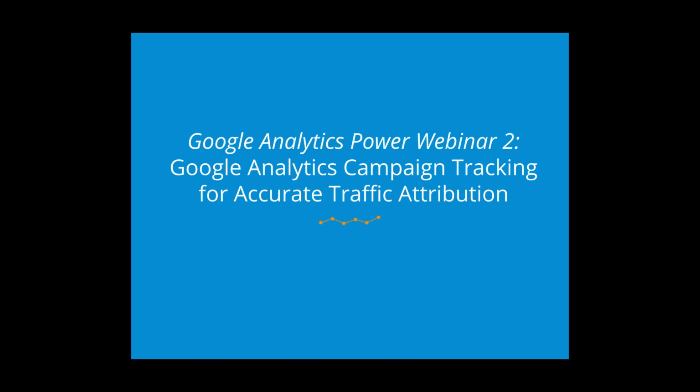Google Analytics Power Webinar 2: Google Analytics Campaign Tracking for Accurate Traffic Attribution. So we're going to talk during today's webinar, in one way very specific, in one way a little bit more general. We will talk specifically about campaign tracking, but we will also look a little bit more broadly at the important subject of attribution: where traffic is coming from, how to know where your traffic is coming from, and how to even know where to attribute your traffic and your conversions to, sometimes even if they did not click through. So we're going to look specifically at campaign tracking, and we're also going to consider attribution somewhat more broadly.